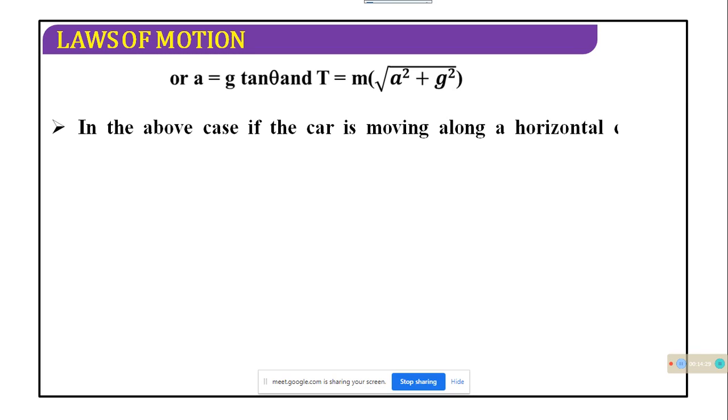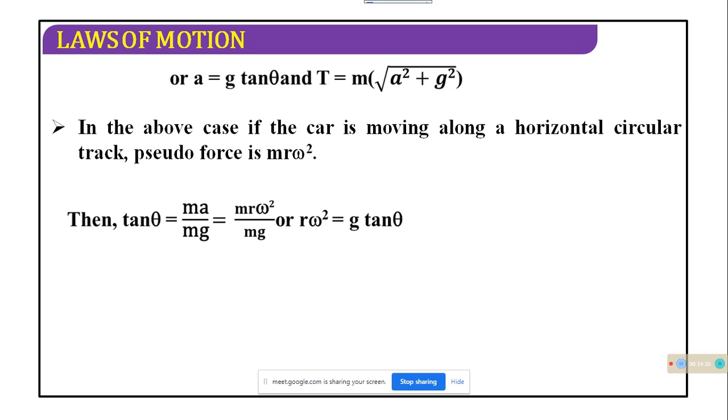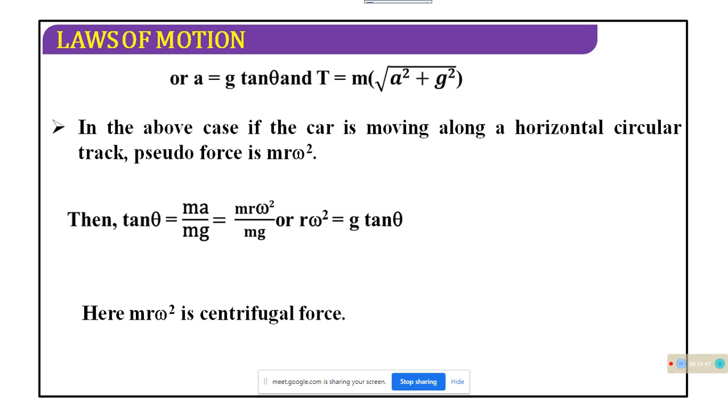In the above case, if the car is moving along a horizontal circular track, the pseudo force equals m r omega square. This pseudo force is the centrifugal force. Tan theta equals ma by mg, which equals m r omega square by mg, and r omega square equals g tan theta. M r omega square is the centrifugal force.